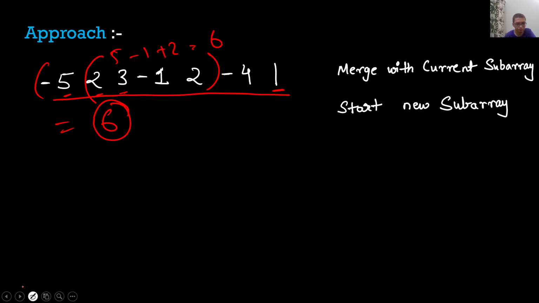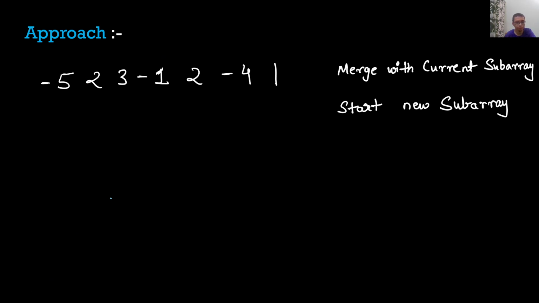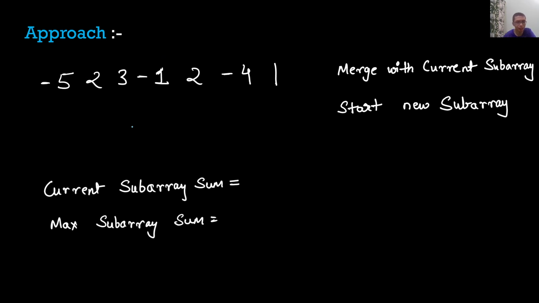So let's see whether we are able to make a subarray sum of 6 from this array using our method or not, right? So firstly, I'll have -5. So -5 is my current subarray sum and maximum subarray sum till this point, right? So initially, -5 is my current subarray sum and also my maximum subarray sum, right? So then I'll move on to 2.